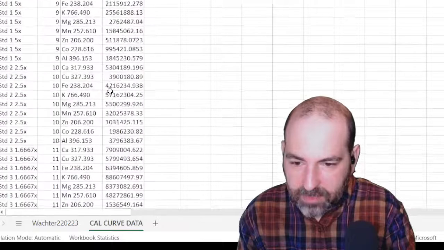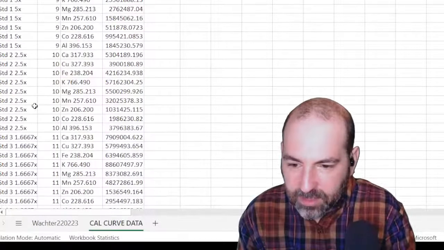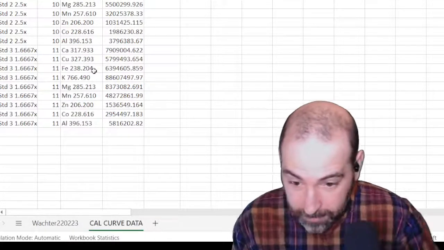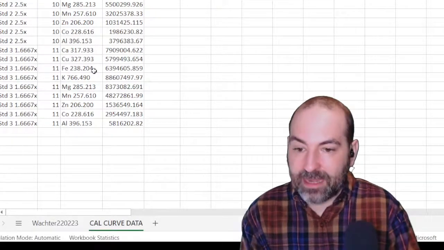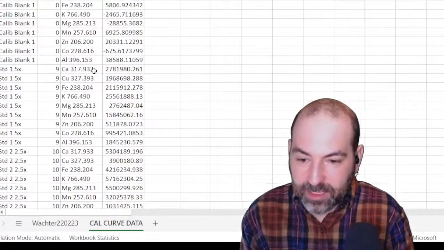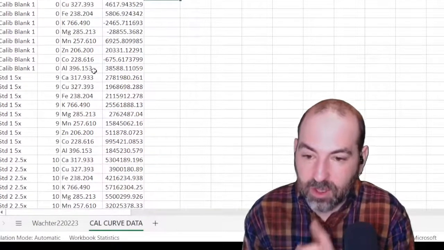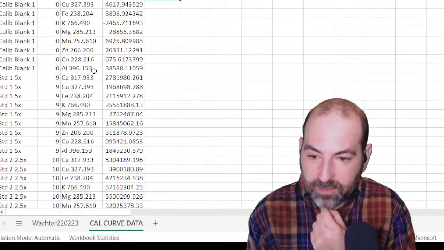So here's our standards that were run. There was a standard at 5, at 2.5, and at 1.7. And you know what? That is not the actual concentration. That is the dilution amount. So I'm going to have to hold off on this because I got to get back to lab and actually figure out what these numbers mean.